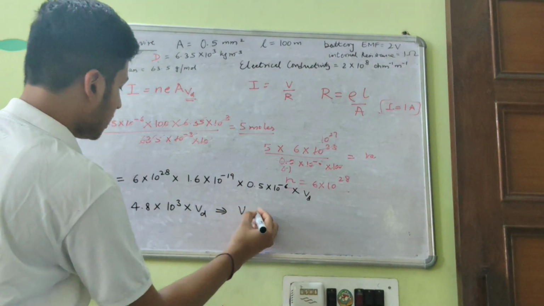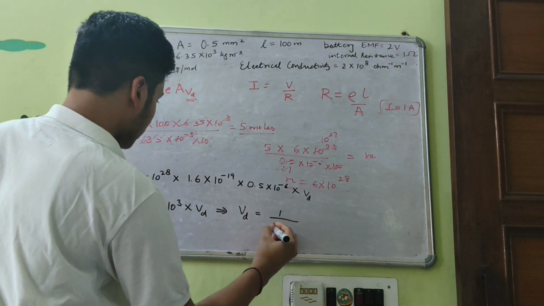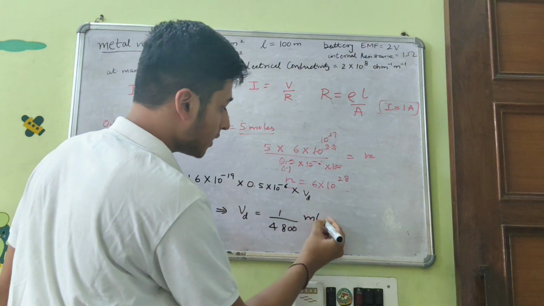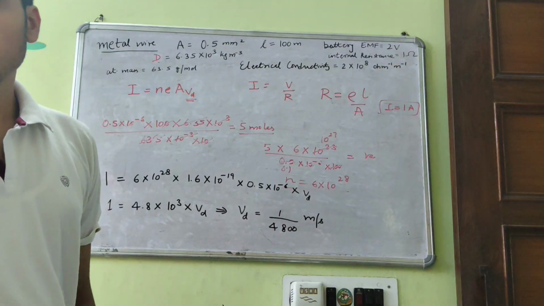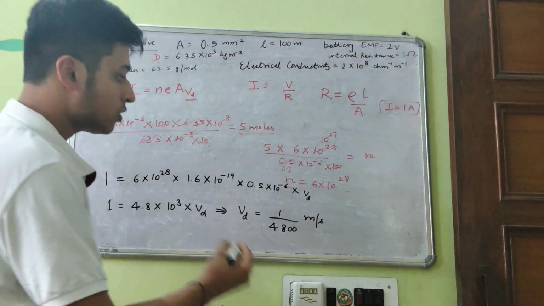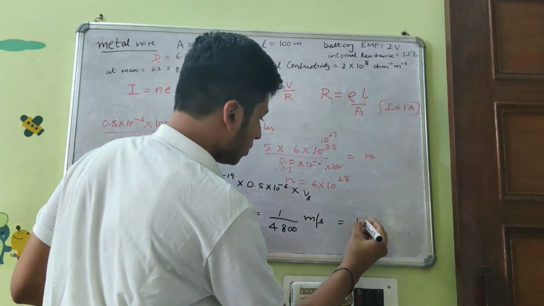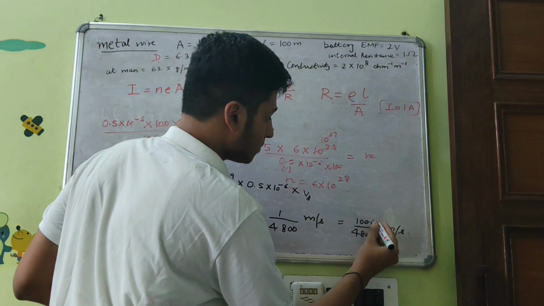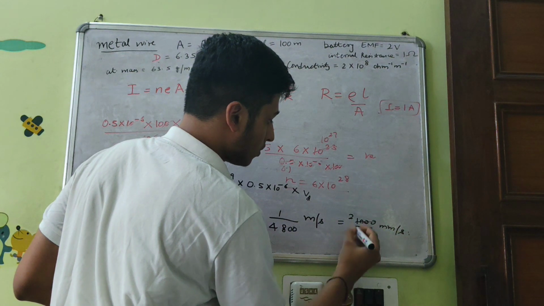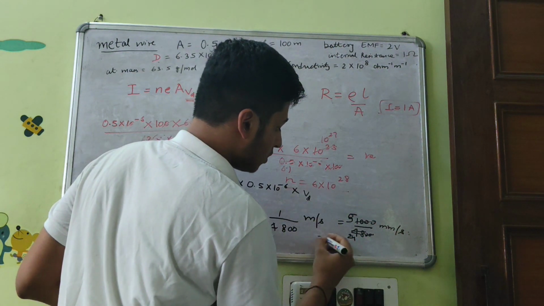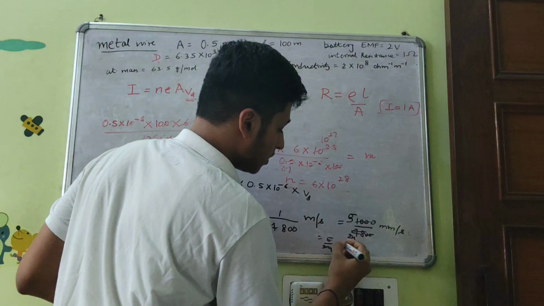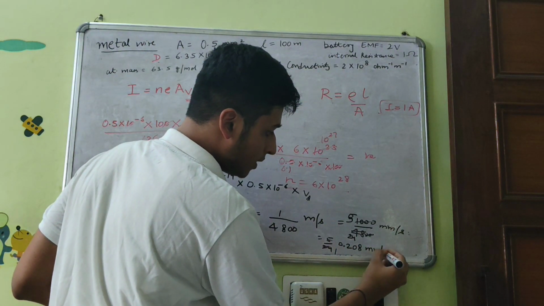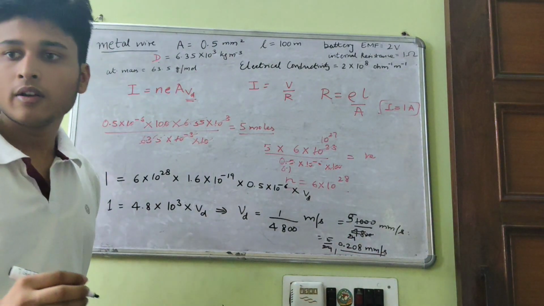So this drift velocity comes out to 1 over 4800 in SI system, so meter per second. They have asked it in millimeters per second. So let us multiply it by 1000. 1000 over 4800 millimeter per second. So 5 by 24, that is 0.208 millimeter per second. This is the answer, which is option C.